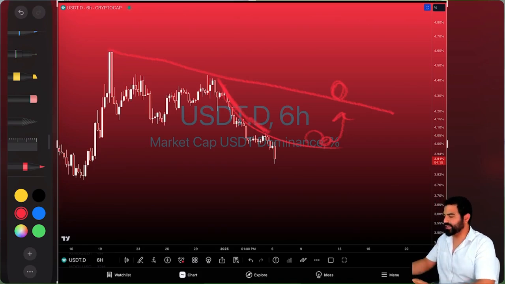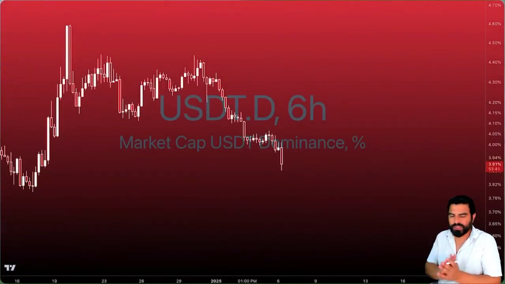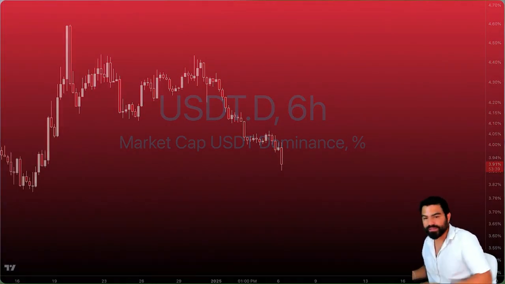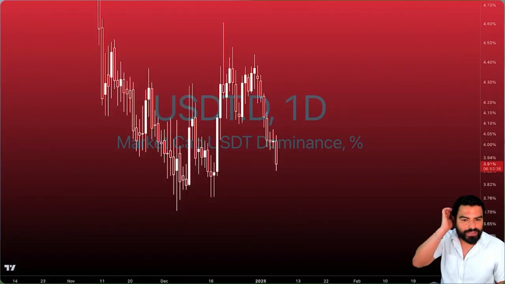I'm still bearish this chart, bullish the market. Any questions on my take for today for the markets? We're going to be back on Wednesday. I think that's all we have.